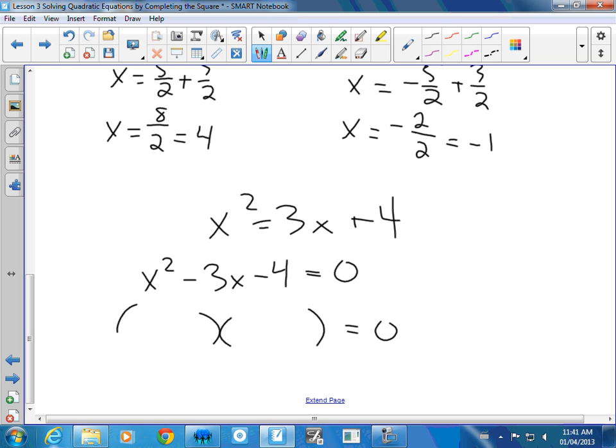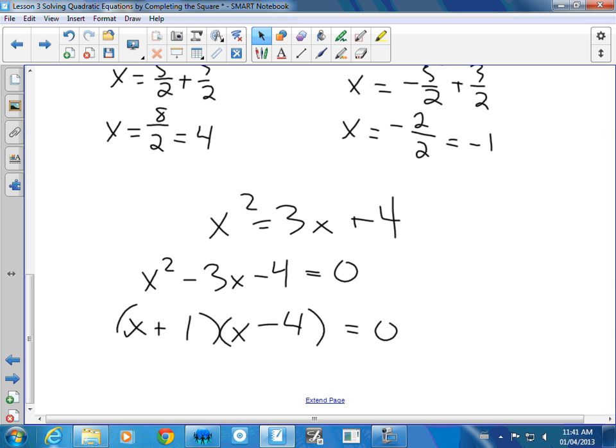What times what gives us x squared? X and x. The sign in front of the 4 is negative, so that means the signs are different. Factors of 4: 1 and 4, 2 and 2. Do any of those subtracted give you 3? So 1 and 4. But we want it to be negative, so it's negative 4 and positive 1. Now, what are the answers? 4 and negative 1.